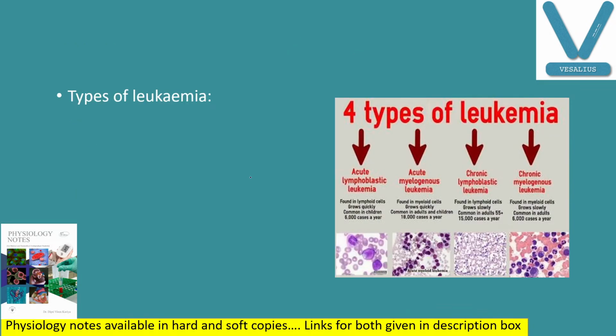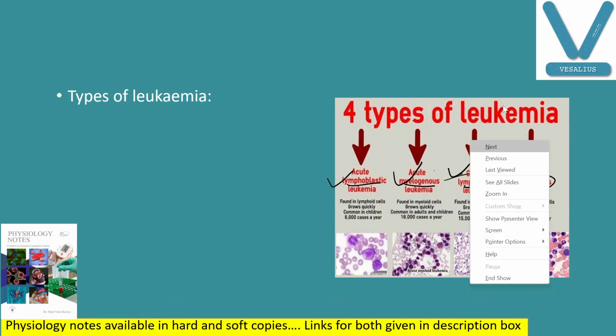Now, what are the types of leukemia? There are 4 types. They are mainly divided into acute and chronic, and these are again divided into lymphoblastic and myelogenous. So acute lymphoblastic leukemia, acute myelogenous, chronic lymphoblastic and chronic myelogenous. When there is proliferation of the myeloid series, it is myelogenous, and proliferation of the lymphoid series results in lymphoblastic leukemia.